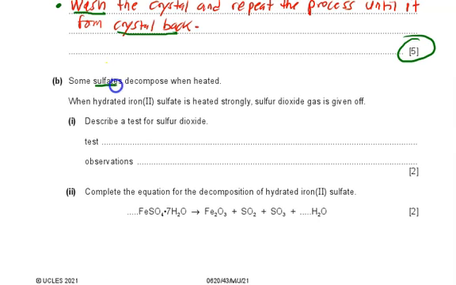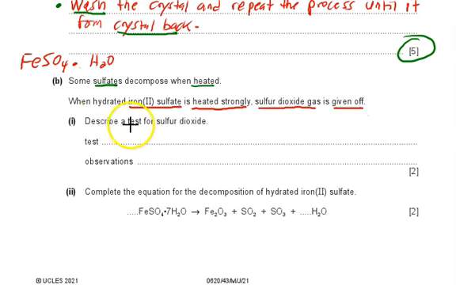Okay, some sulfates decompose when heated. Take hydrated iron(II) sulfate. Hydrated means it contains water. So the formula for this here will be iron sulfate, and then you have a dot over here and you have water molecules. The number here depends on the equation. So when hydrated iron(II) sulfate is heated strongly, sulfur dioxide gas is given off.